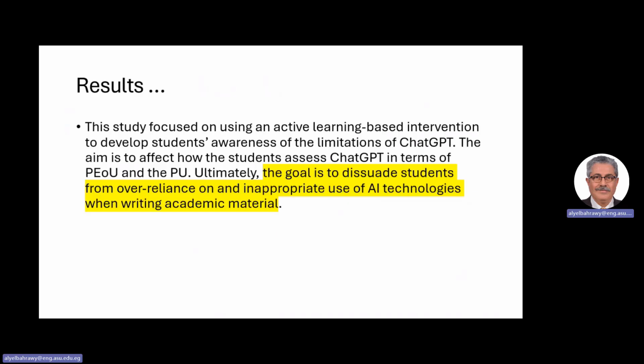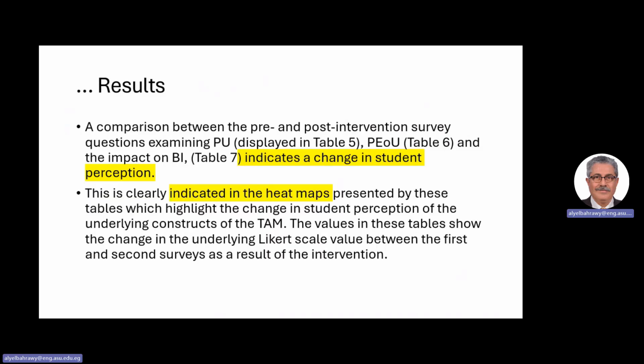Results and discussion. The study focused on using an active learning based intervention to develop students' awareness of the limitations of ChatGPT. The aim is to affect how students assess ChatGPT in terms of PEOU, perceived ease of use, and PU, perceived usefulness. Ultimately, the goal is to dissuade students from over-reliance and inappropriate use of AI technologies when writing academic material.